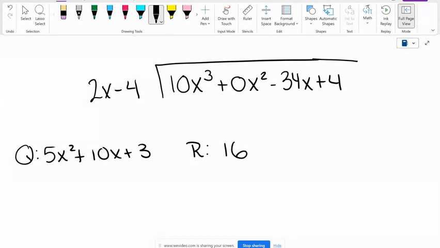Did anybody get anything different? How many people got this? Good job. You all win. Good. So this is our quotient. That is the remainder. Does anybody want to see me do it?